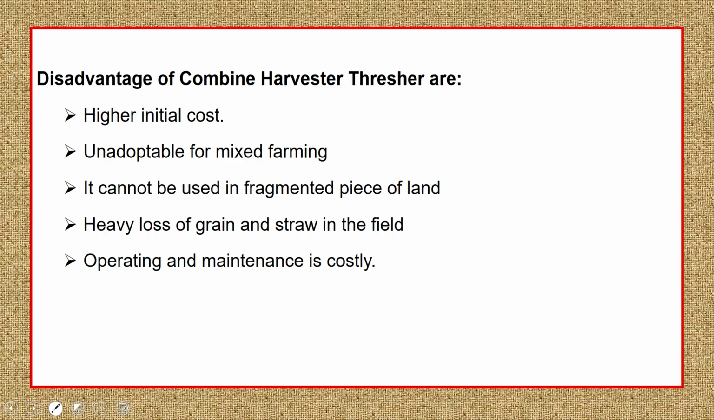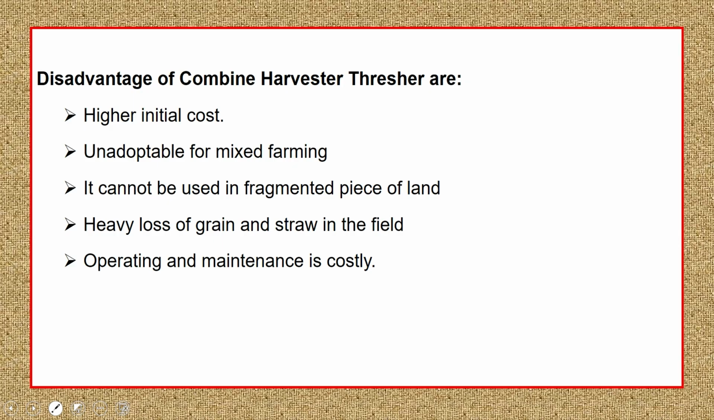They are used only for monocropping systems, and they cannot be used for mixed cropping, because the machine won't differentiate the crops, leaving those which are not to be harvested and harvesting those which must be harvested. So that is not possible. So the mixed cropping system is not at all suitable, and it cannot be used in fragmented pieces of land, because you might have seen how a combine harvester looks. It is a big machine, able to cover 2.3 to 4 meters width in one pass. So such a machine is always best suited for a large area.